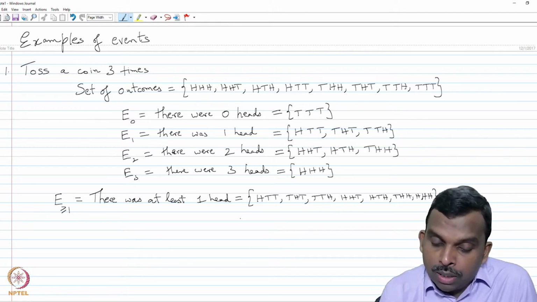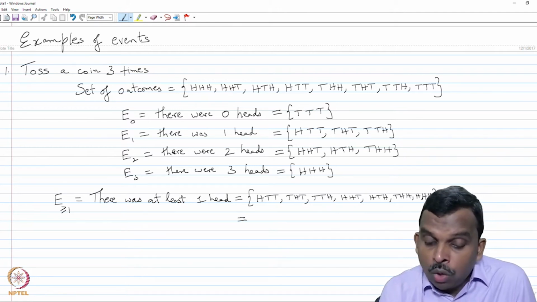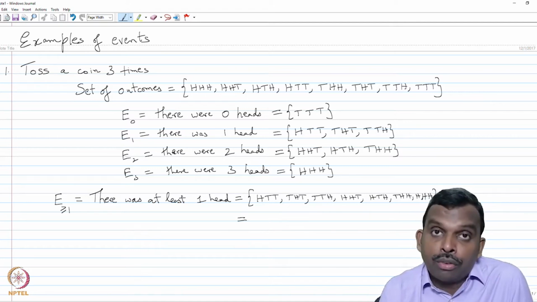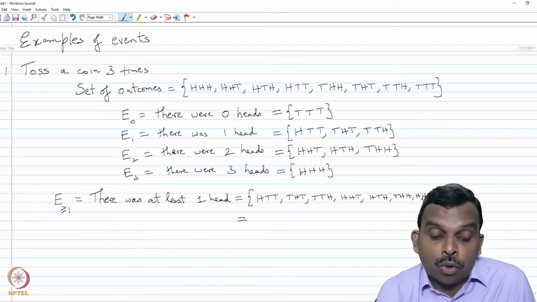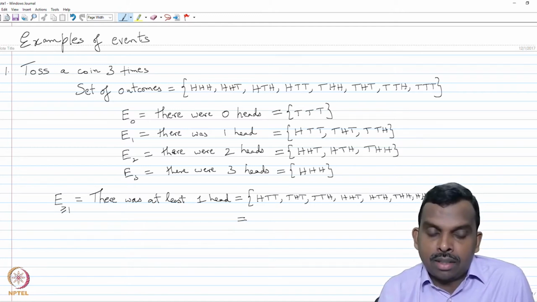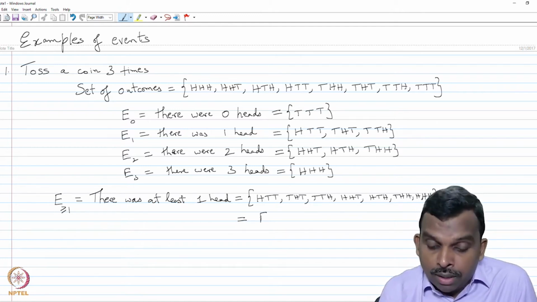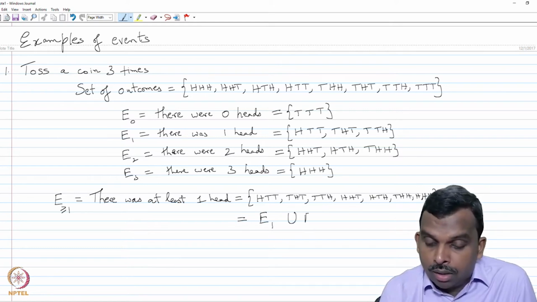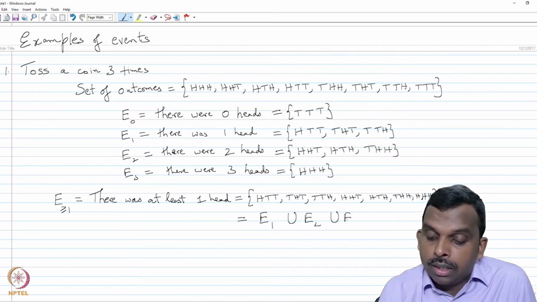Now it's possible to write this event also as the union of 3 other events that we have before. We had these events E0, E1, E2, E3, and you can write this at least one head event as the union of E1, E2, E3.